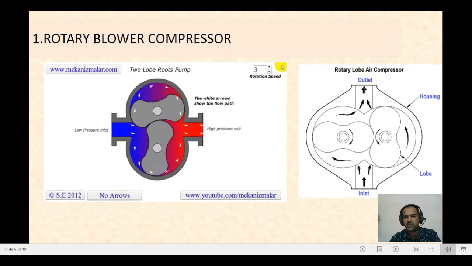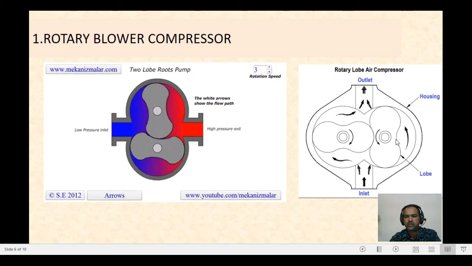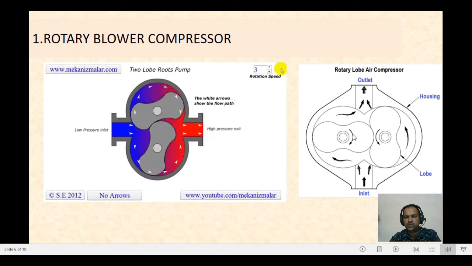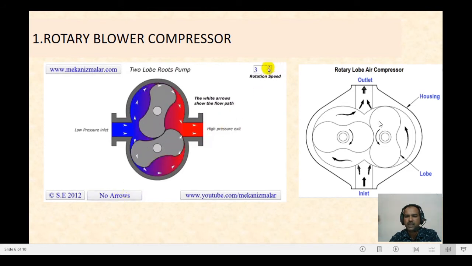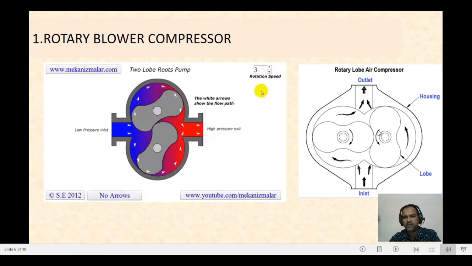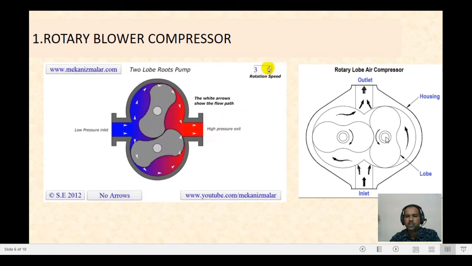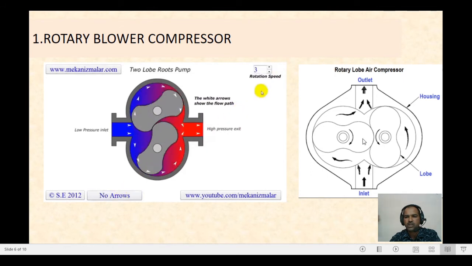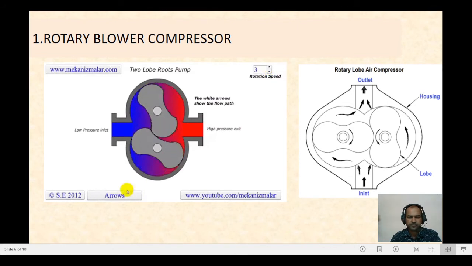So when the motor rotates, these lobes will be rotating, one in a clockwise direction and another in an anti-clockwise direction. Here one lobe acts as a driver, and another one acts as a driven. And these two lobes, the rotors, are placed parallel to each other.